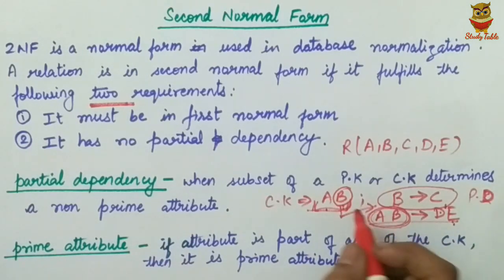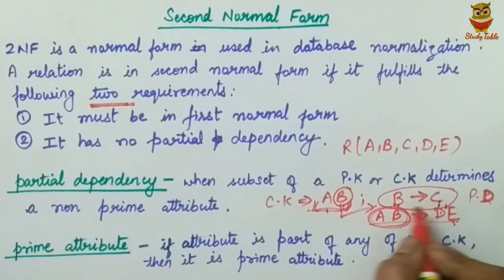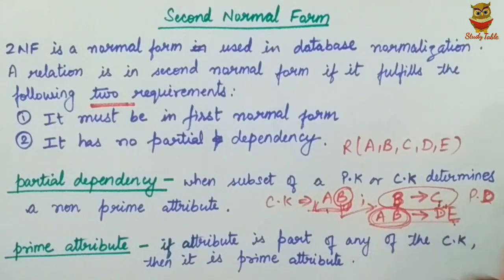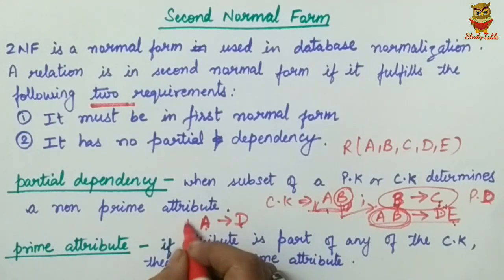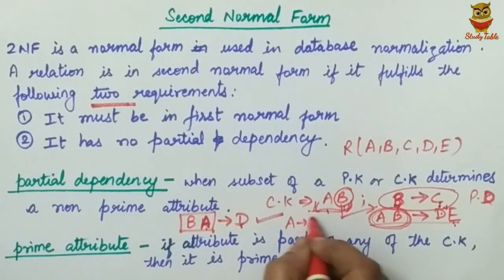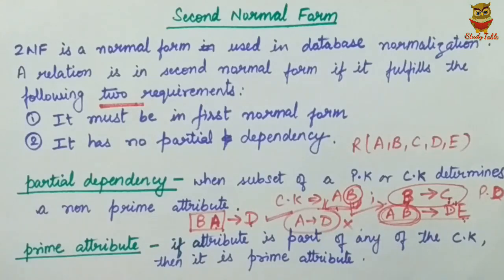We can say that a part of the candidate key should not determine any non-prime attribute. C is a non-prime attribute and it is dependent on the part of the candidate key, B. Thus, this is partial dependency. Or you can say that if A determines D, then there is also partial dependency, because a non-prime attribute, which is D, is dependent on the part of the candidate key, A. It should be dependent on the whole AB. Then it is okay. If it is dependent on a part of it, then there is a problem. So there should not be any partial dependency. If it is there, then we need to remove this partial dependency.